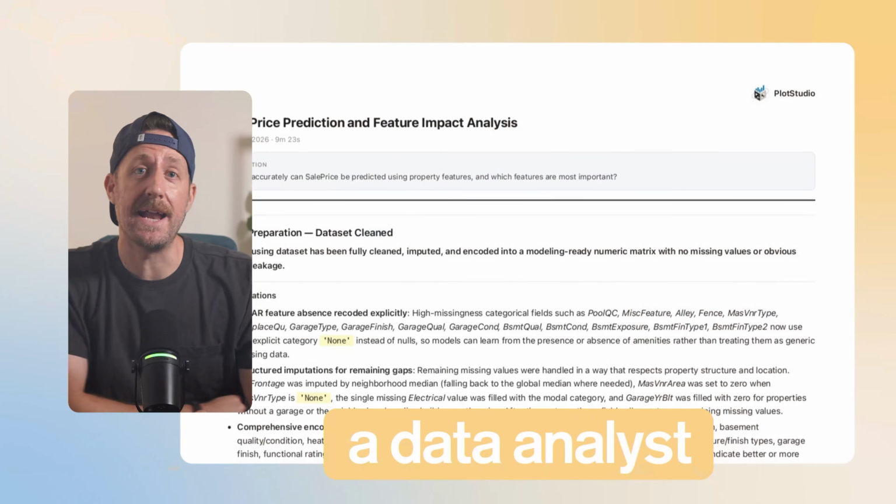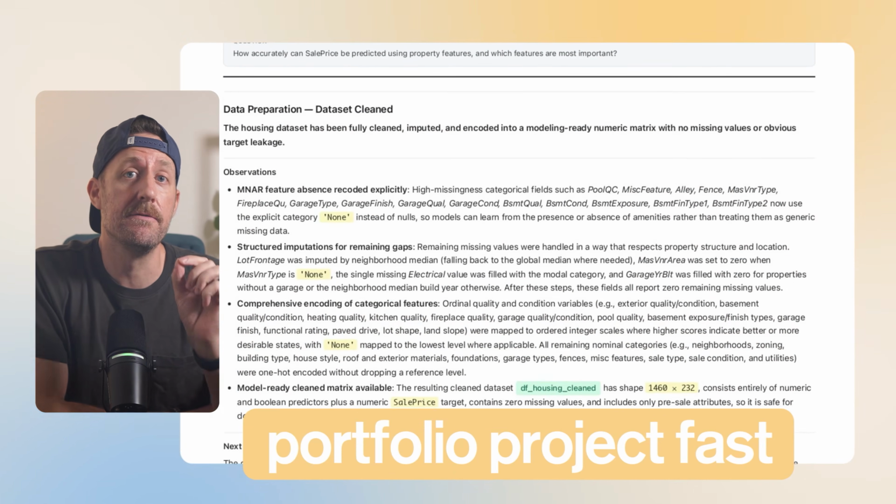AI can build you a data analyst portfolio project fast. But if you use it the lazy way, hiring managers can spot it in seconds.